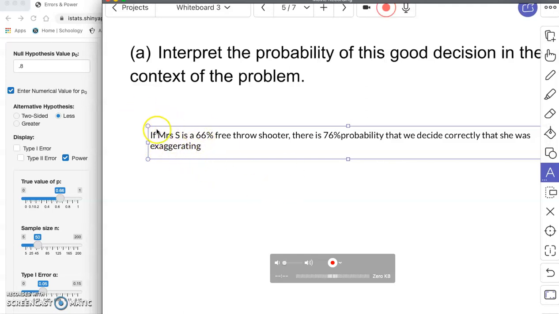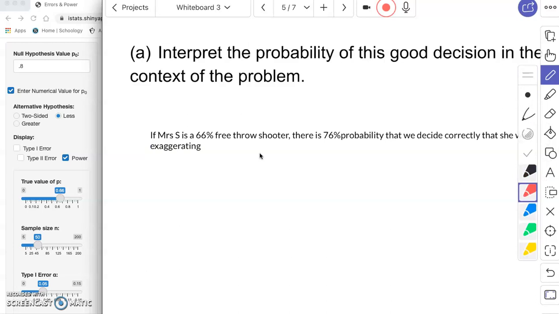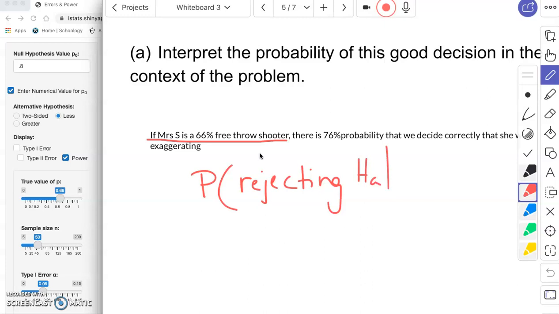Let me just read it and I'll go through it. If Mrs. Stoltzfus is a 66% free throw shooter, and that was given to us, there is a 76% probability that we decide correctly that she was exaggerating. So this is a condition that we were given, okay? And we're really describing the probability of rejecting our null given that the alternative is true.